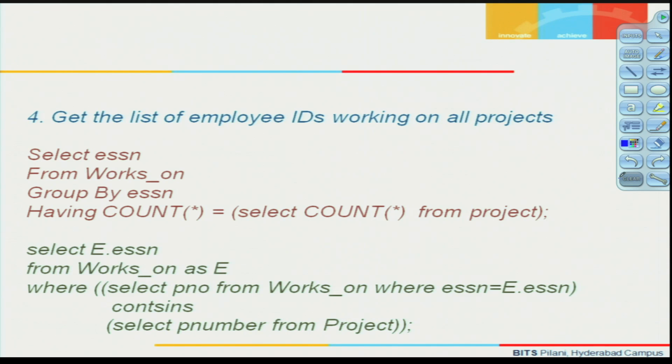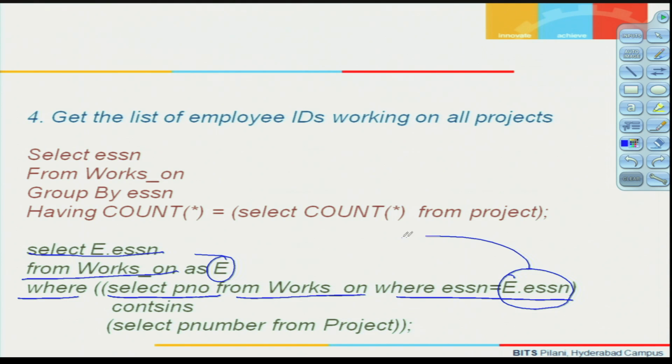I can also write this in this way: select E dot ESSN from works on as E. This is aliasing, where I am writing 2 nested queries. Select PNO from works on where ESSN is equal to E dot ESSN. The first one is a correlated nested query, because E dot ESSN belongs to the outer query, and the other contains select P number from the project.